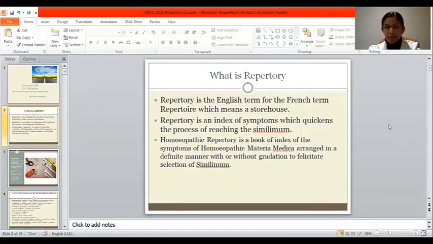So what is repertory, friends? As we all know, repertory is an English term for the French term repertoire, which means a storehouse. It's an index of symptoms which quickens the process of reaching the simillimum. Homeopathic repertory is a book of index of symptoms of homeopathic materia medica arranged in a definite manner, with or without gradation, to facilitate the selection of simillimum.